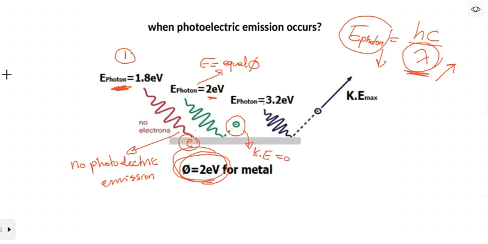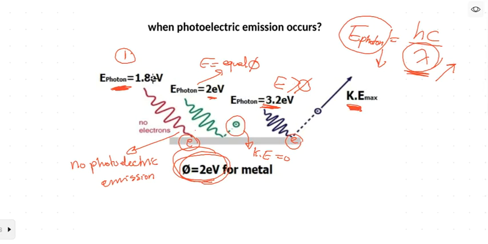Now the third case, if I use energy 3.2 by changing the color, this is like blue color. 3.2, it's more than what? So here the energy of the photon is greater than the work function. In this case, of course, the electron will leave the surface, even with extra energy, which will be used as kinetic energy. Is it clear?